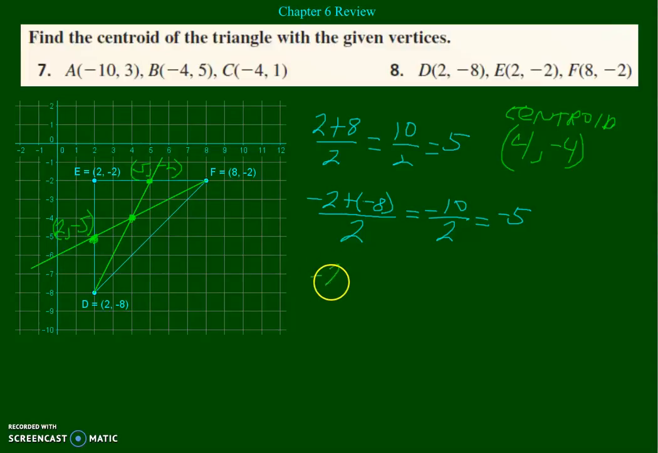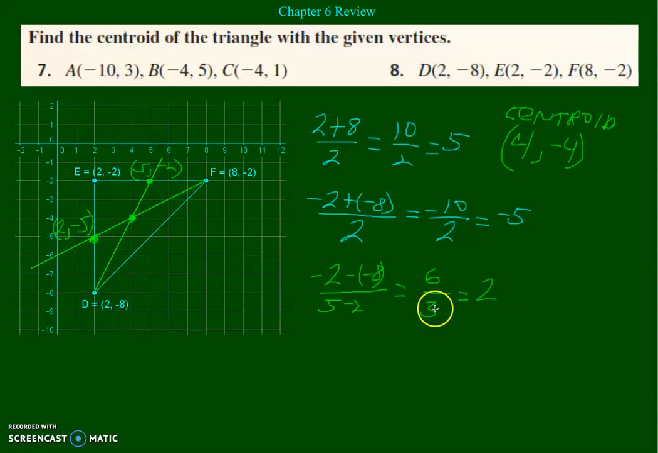So -2 minus -8 over 5 minus 2 gives us negative 2 plus 8, which is 6, over 3, which is 2. So our slope is 2 between these two points.